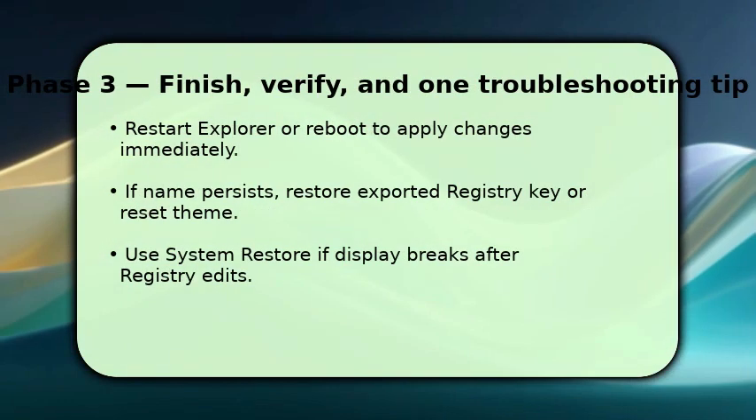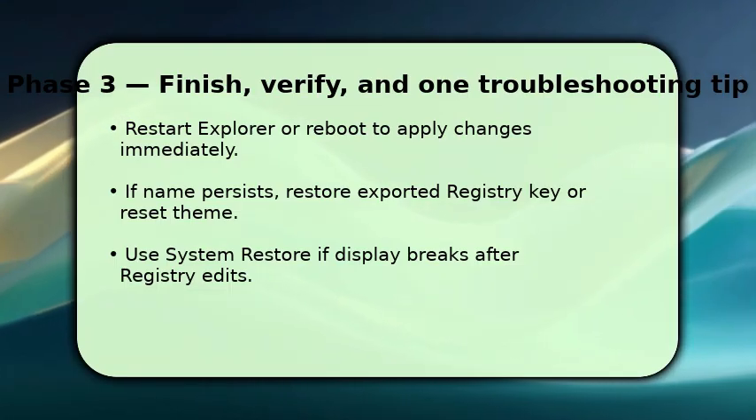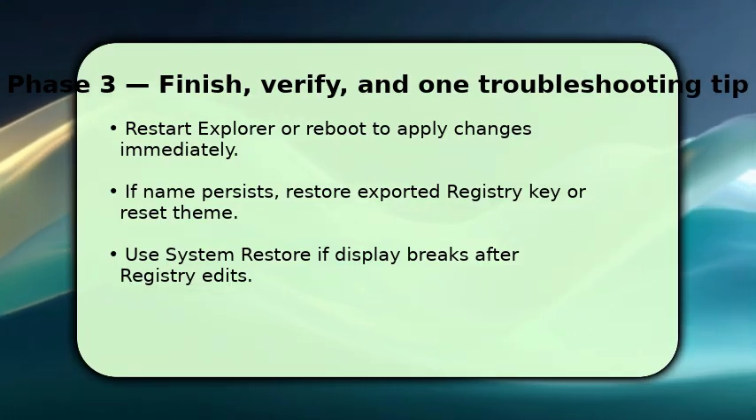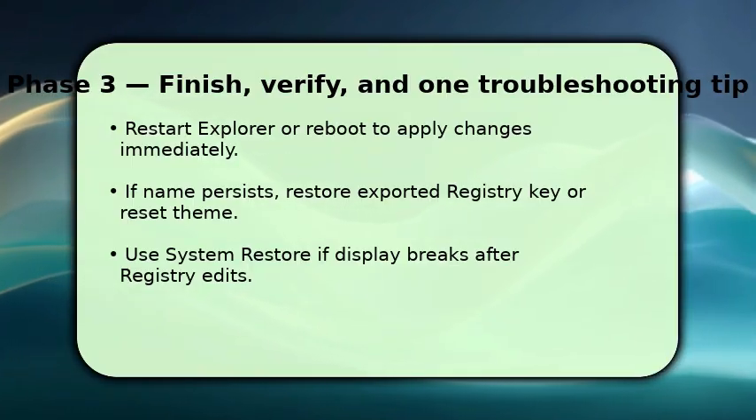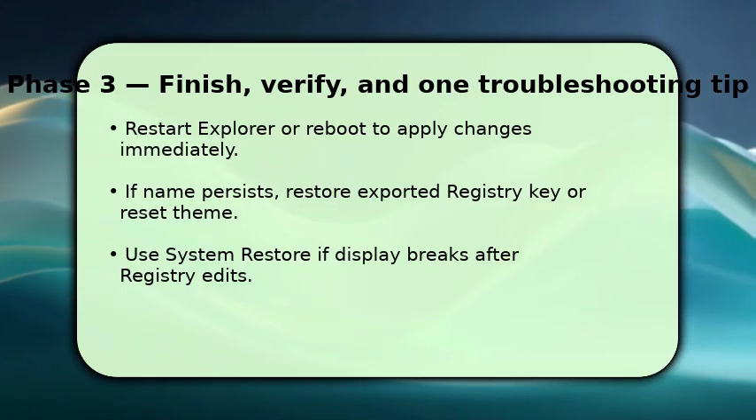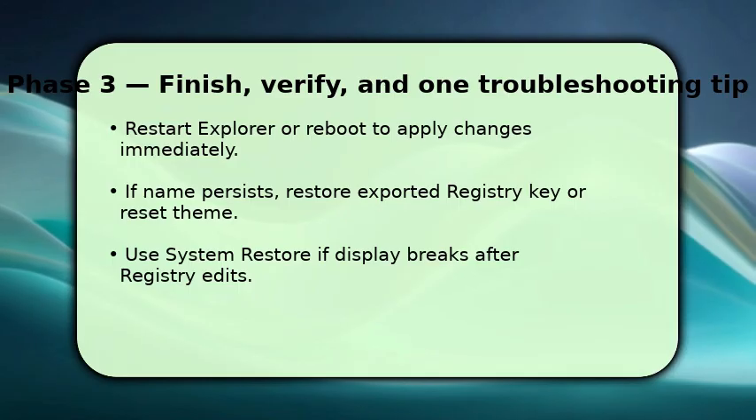You finish by confirming the change. Restart Windows Explorer or reboot the PC so the desktop refreshes and the name disappears. Once the system restarts, verify all icons and labels look correct. If the name still appears, revert the registry export you saved earlier or reset the theme to default.